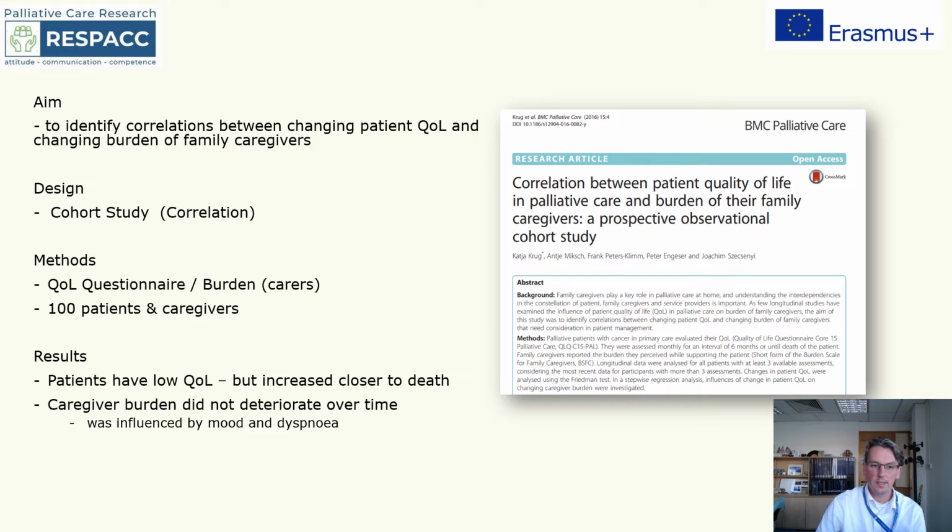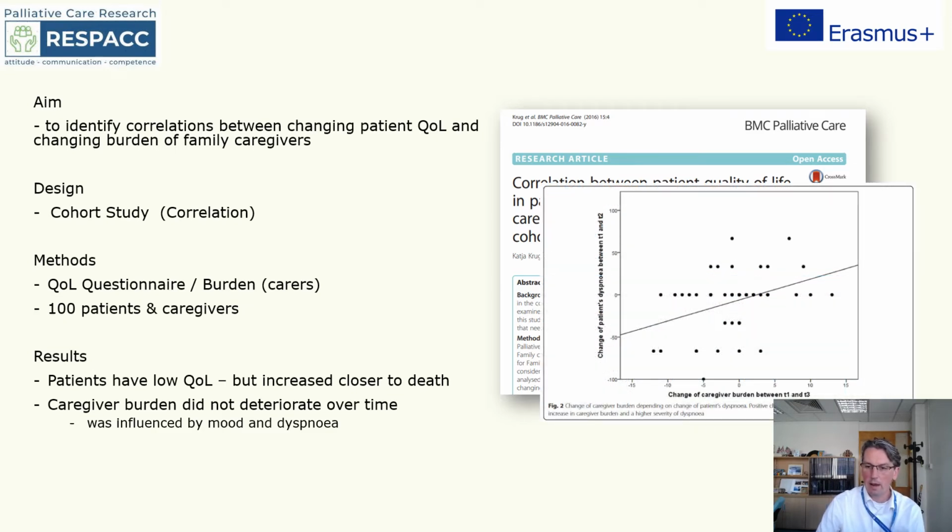And the results they found in this study were that the patients had low quality of life, but actually that quality of life increased towards death. But caregiver burden did not deteriorate over time. However, if the patient had mood problems, depression, anxiety, or if they had dyspnea, that did have an impact on the caregiver burden. And this is where the regression analysis comes in and is important. So we can see from the graph here that on the y-axis, there's the patient's dyspnea, and on the x-axis, there's the caregiver burden. And the regression line here shows that as the patient's dyspnea increases, so does caregiver burden.